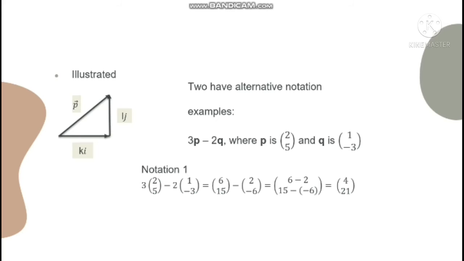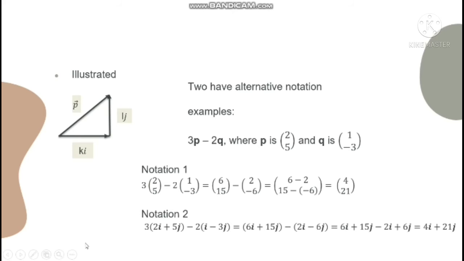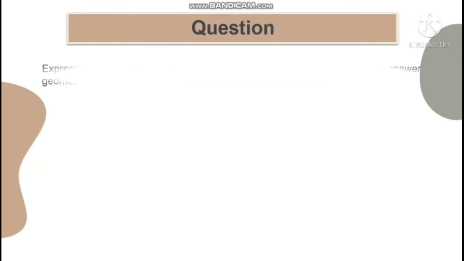Notation 2, we can write this as 3 times (2i plus 5j) minus 2 times (i minus 3j) equals 3 times 2i is 6i plus 3 times 5j is 15j, minus 2 times i is 2i, 2 times negative 3j is negative 6j, equals 6i plus 15j minus 2i plus 6j equals 4i plus 21j. The quantity is the same as notation 1. And the last is questions.